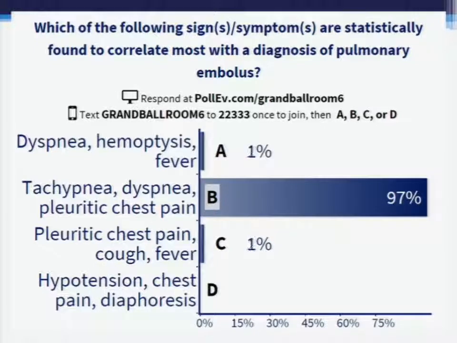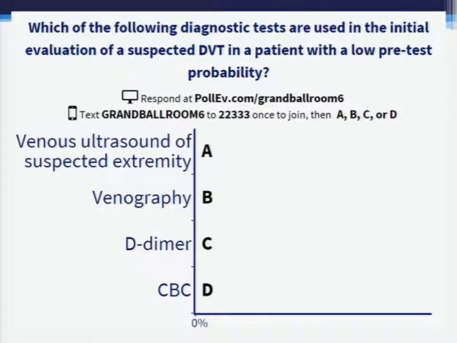And I would agree with the majority of the audience. I'm impressed because oftentimes I think some of our workup gets limited when someone is not hypoxic. So we're calling the primary statistically found symptoms that correlate most with this tachypnea, dyspnea, and pleuritic chest pain. Excellent, 95% of you know, and now the rest do as well.